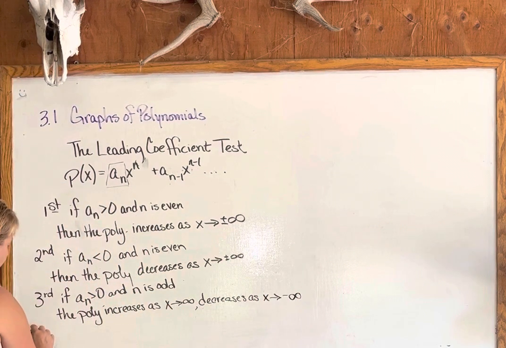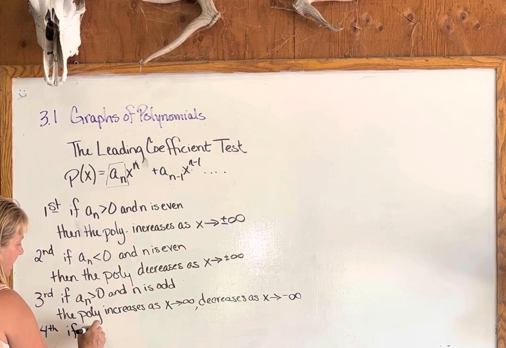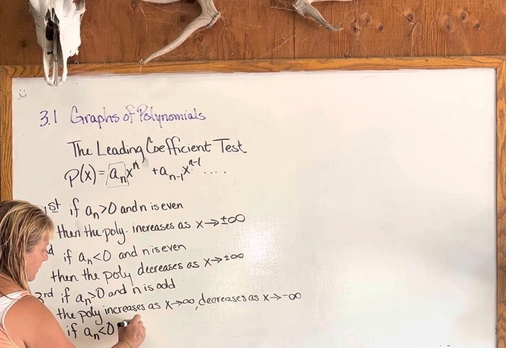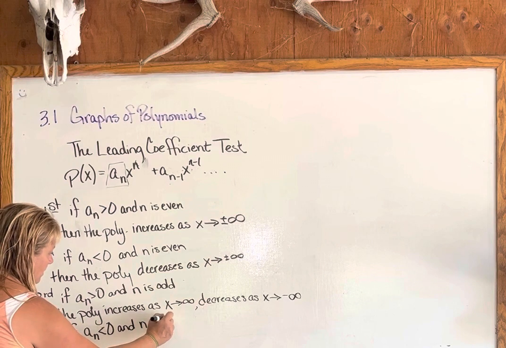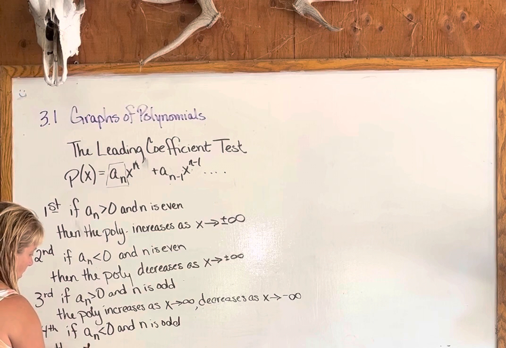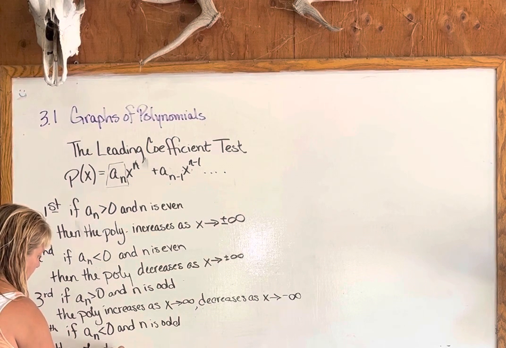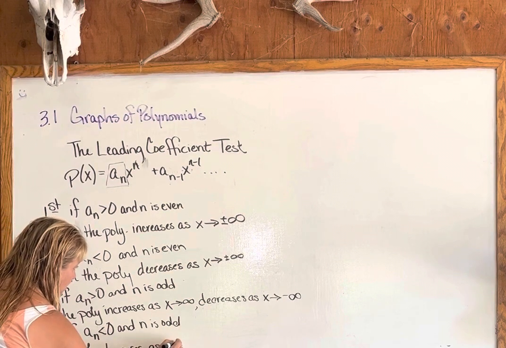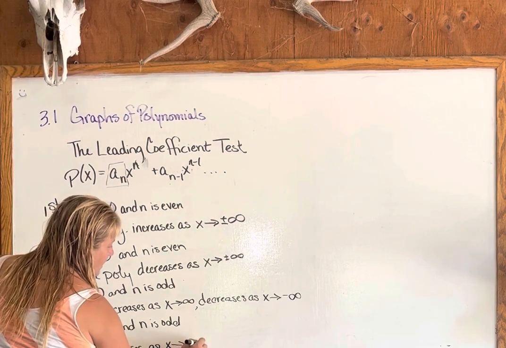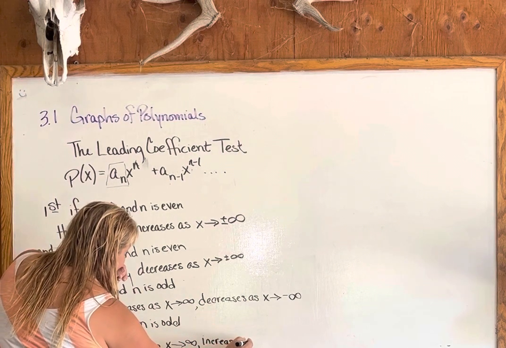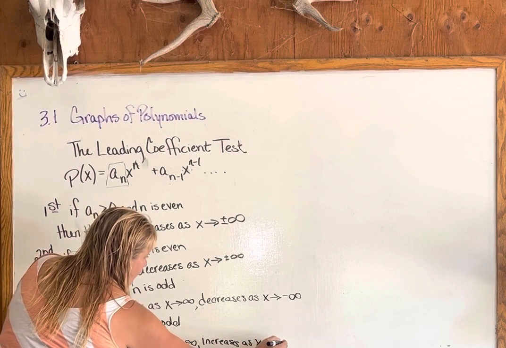One more. Fourth, if a sub n is less than 0 and n is odd, the polynomial decreases as x approaches infinity and increases as x approaches negative infinity.